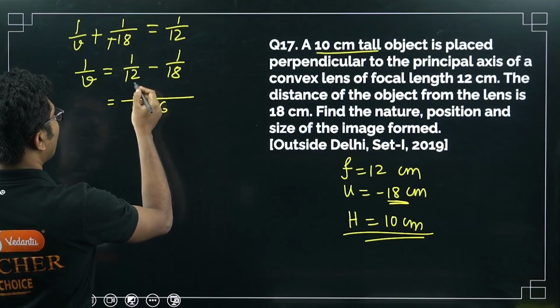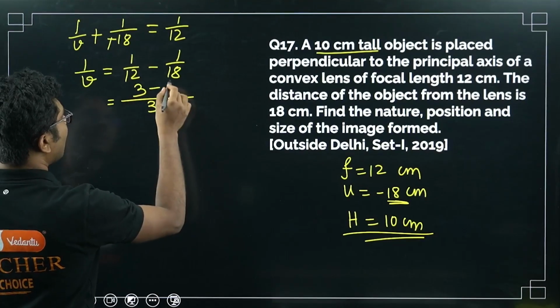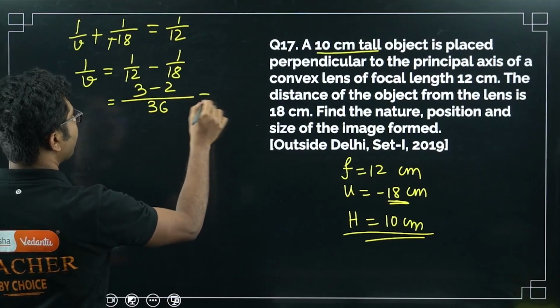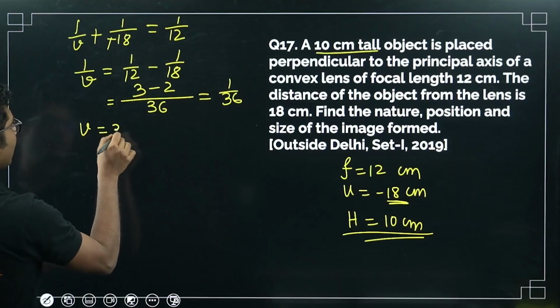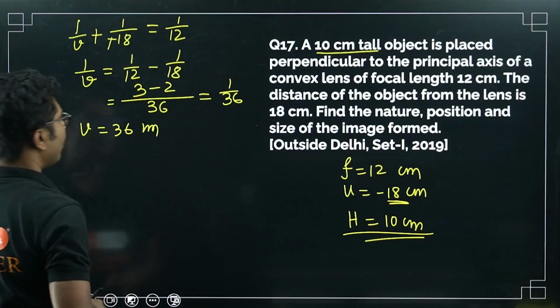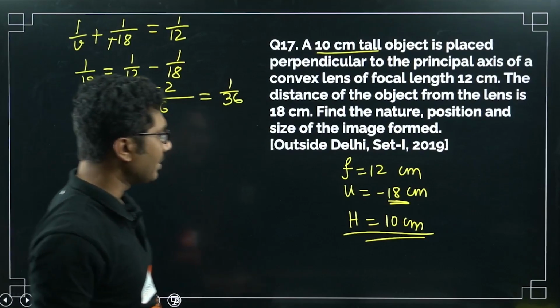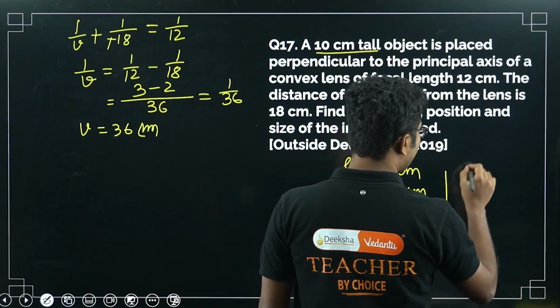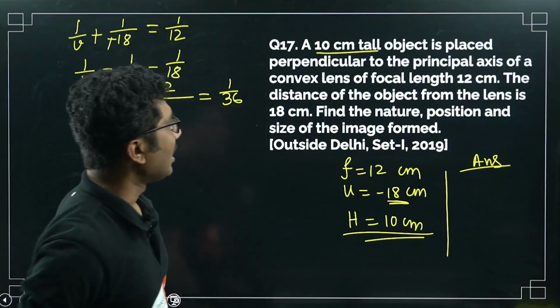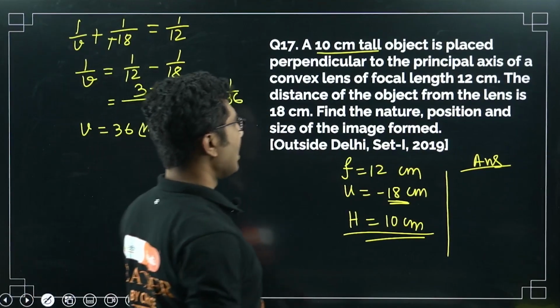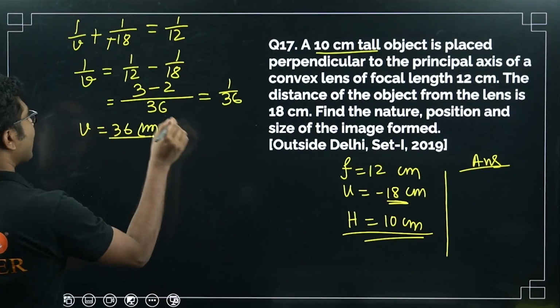Okay, 3 12s are 36, 18 2s are 36, so it will be 1 by 36. So V is 36 centimeter. Okay, so from this we can say that answer part, what are all the answers here? So first question is find the nature. So from this, what is the nature?